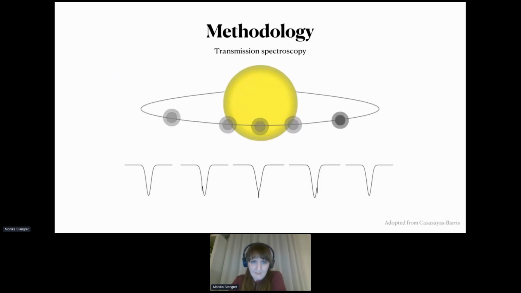And I'm focusing on transmission spectroscopy. So during the transit, when the planet goes in front of its host star, and if the planet has an atmosphere, part of the starlight goes through the atmosphere of the planet and is absorbed by atoms and molecules which are in the atmosphere of this planet. And this additional absorption moves in radial velocity with the planet on its orbit.